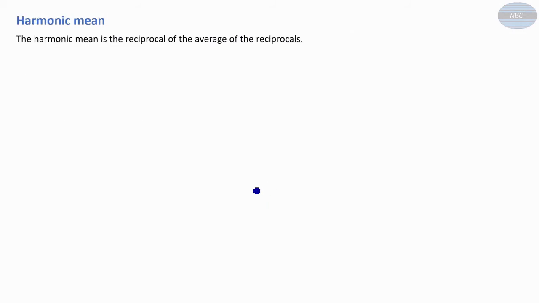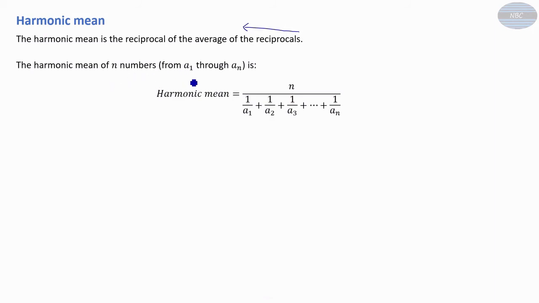Okay, come to the next, that is called the harmonic mean. So the definition is, the harmonic mean is the reciprocal of the average of the reciprocals. First of all you find the reciprocals of all the numbers, then you find the average of those reciprocals, then again we find the reciprocal. Okay, so come to the formula here.